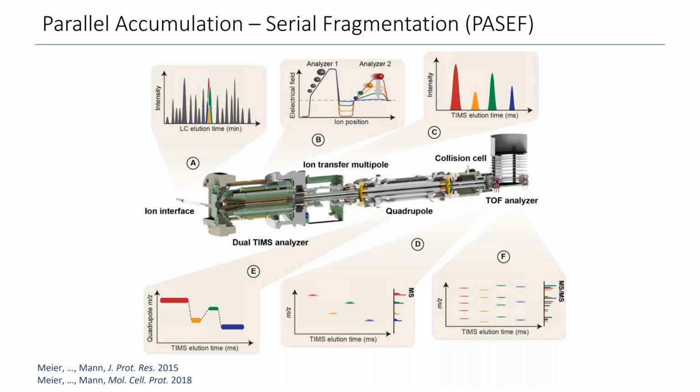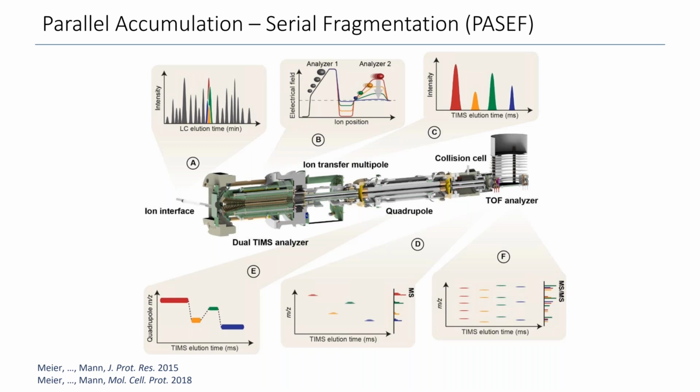And then the key of the PASEF method is that we make use of this temporal separation and synchronize the separation of the precursors in the TIMS with the precursor selection in the quadrupole. In other words, as the red ions elute, we switch the quadrupole to the m/z of these red ions. However, as soon as this mobility peak is over and the next ion mobility peak elutes, in this case the yellow ions, we also switch the m/z selection window of the quadrupole.